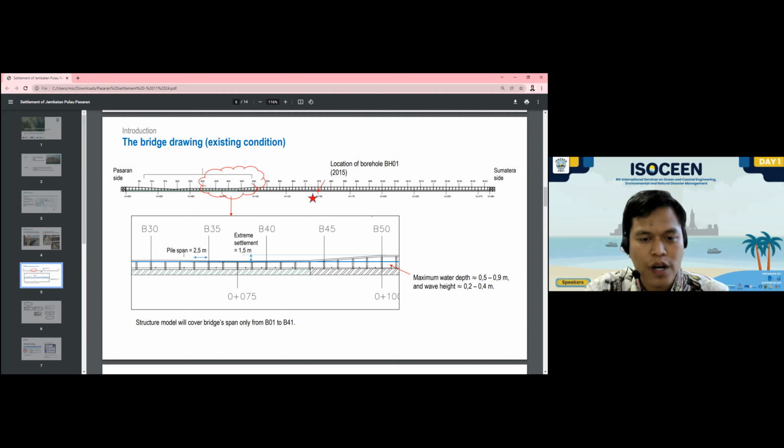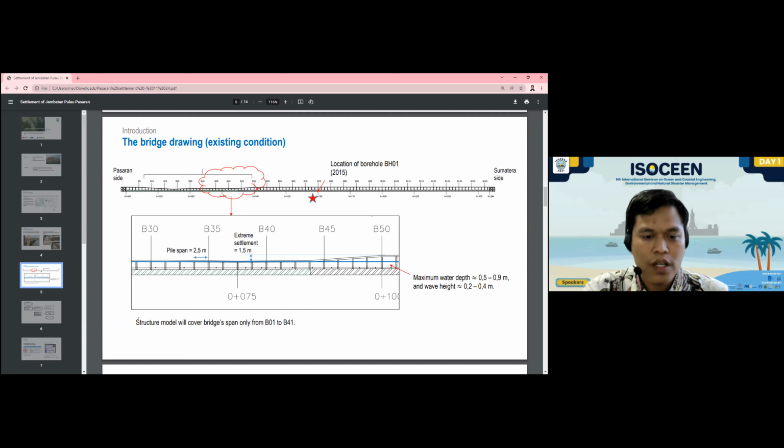And we can see from the drawing, the pile span is 2.5 meters, and the extreme settlement, which occurred in the P39 pile, was 1.5 meters. And from measurement, it was known that the maximum water depth is about 0.5 to 0.9 meters, and the minimum is 0.2 to 0.4 meters.